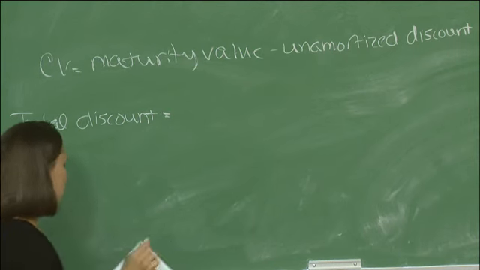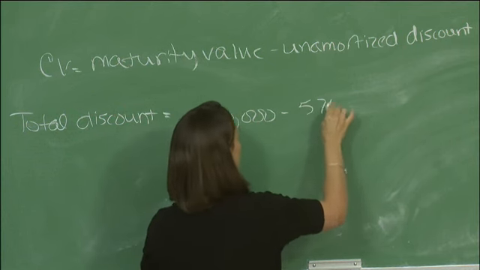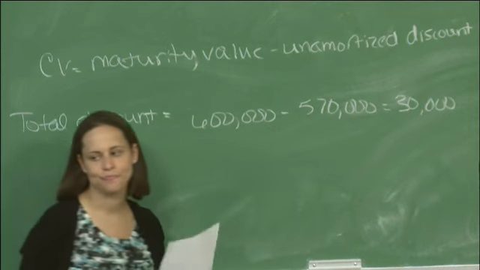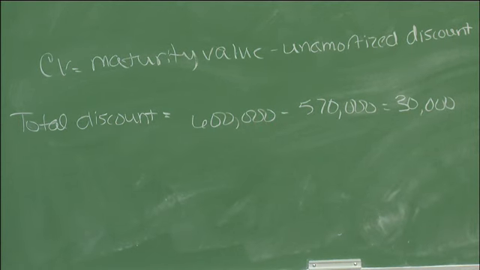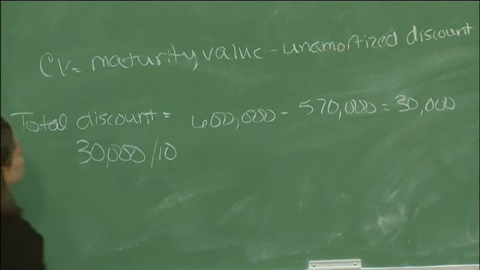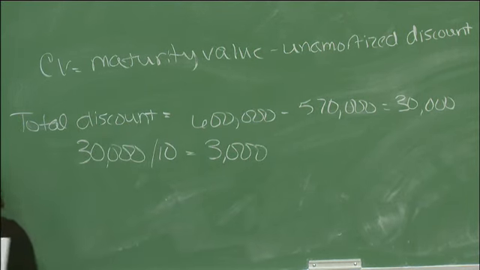So our total discount: these are $600,000 bonds that were issued at $570,000. So our total discount is $30,000. For straight line, we take this total discount and divide by the number of interest payments. These are 5-year bonds, but interest is paid semi-annually, so there are 10 interest periods, 2 per year for 5 years. So $3,000 is amortized each interest period.